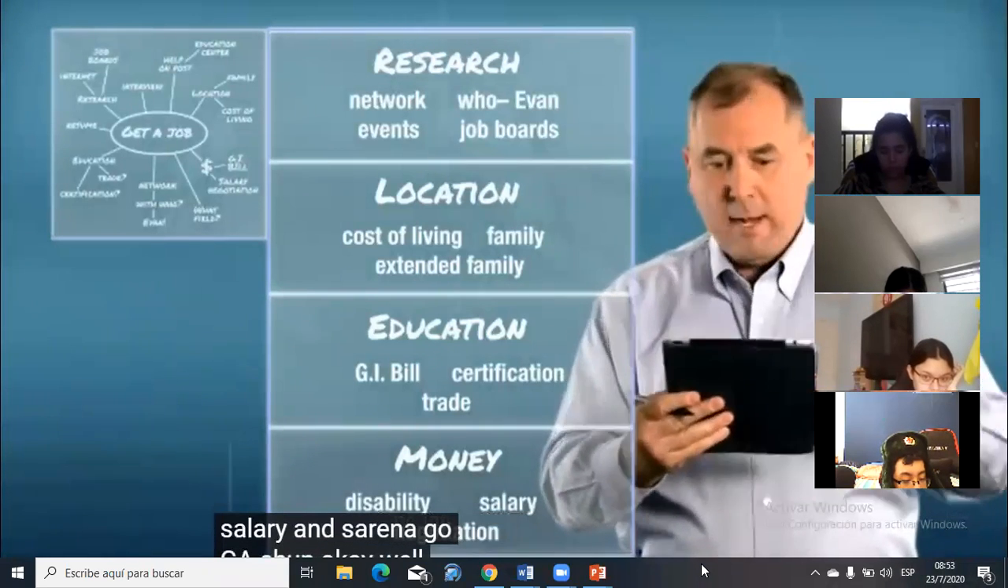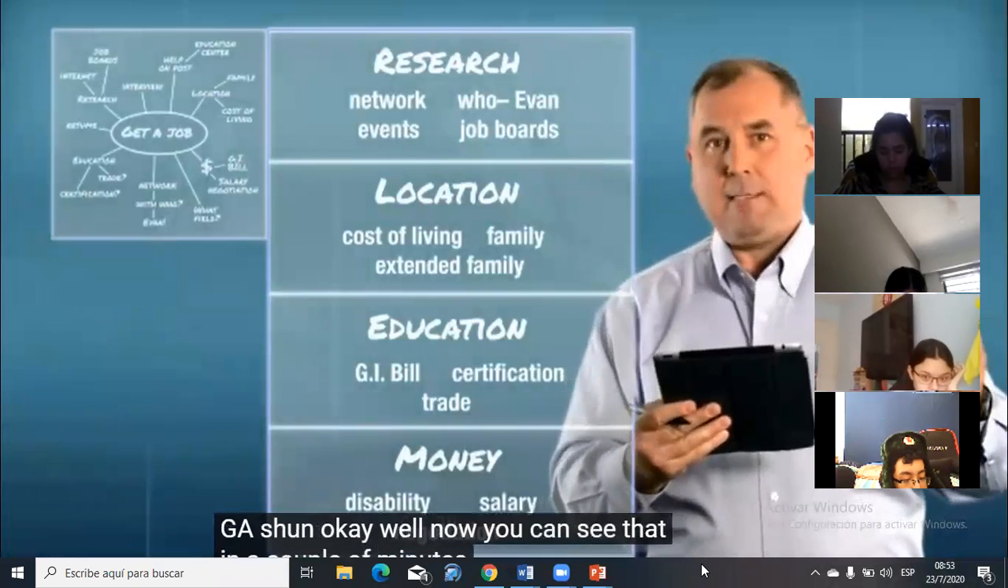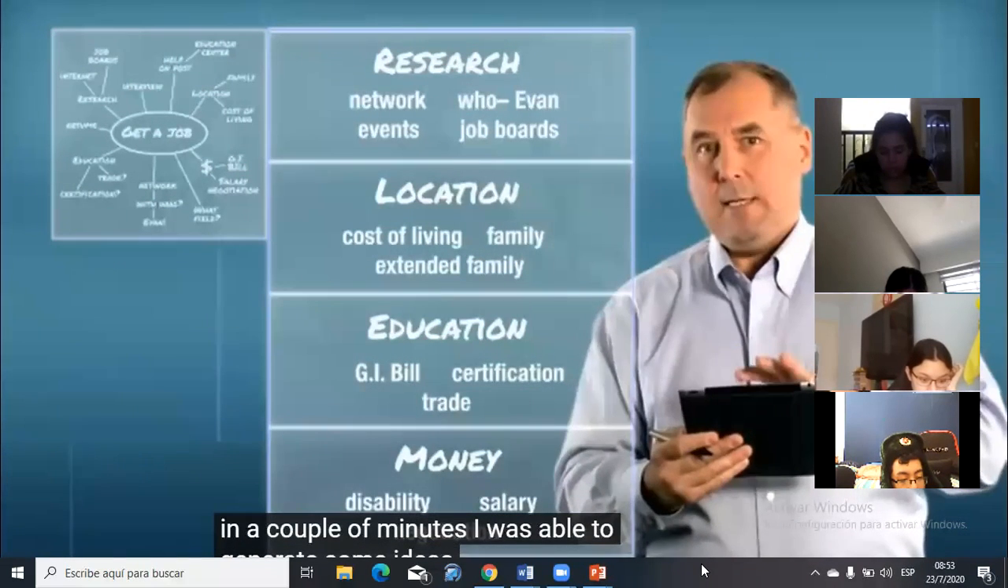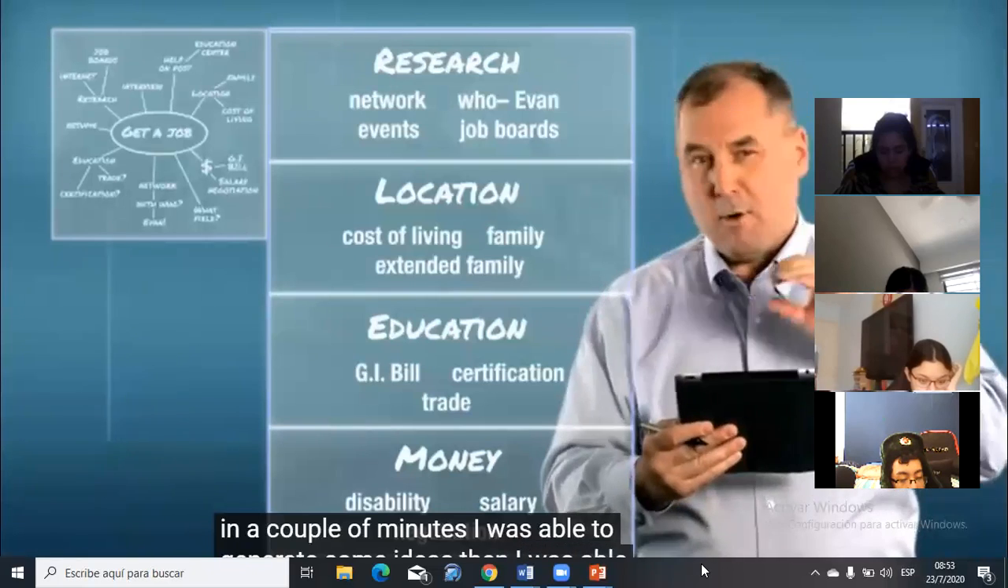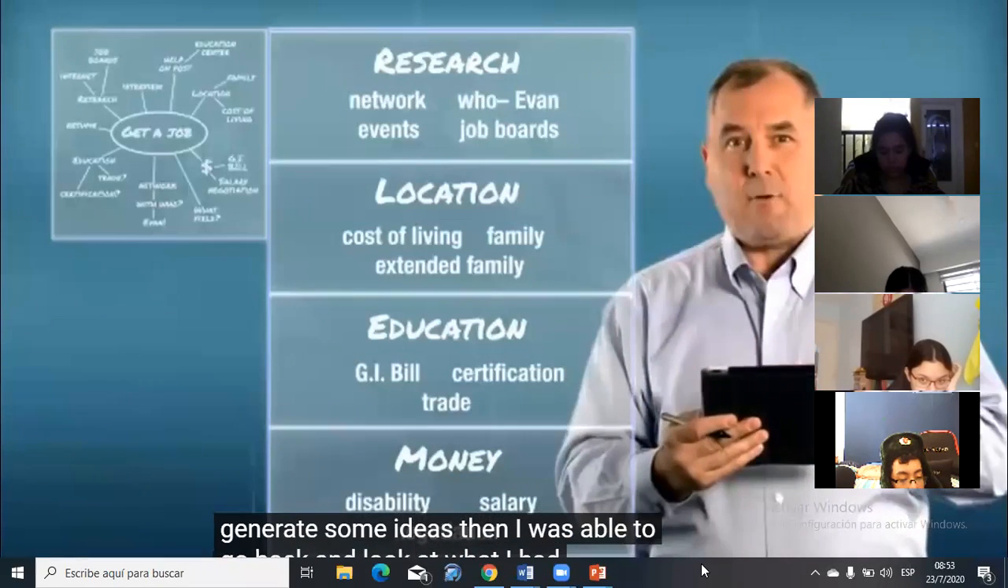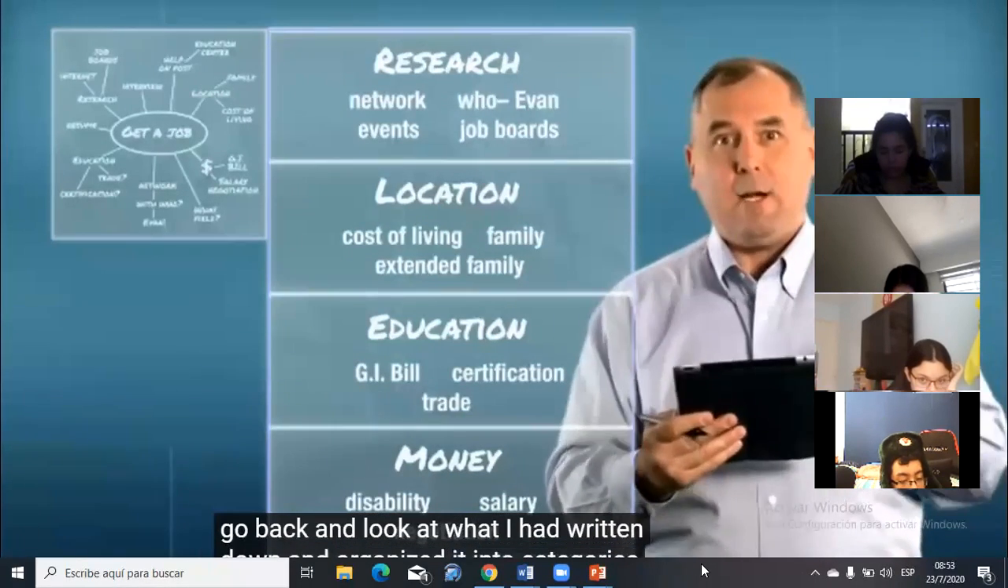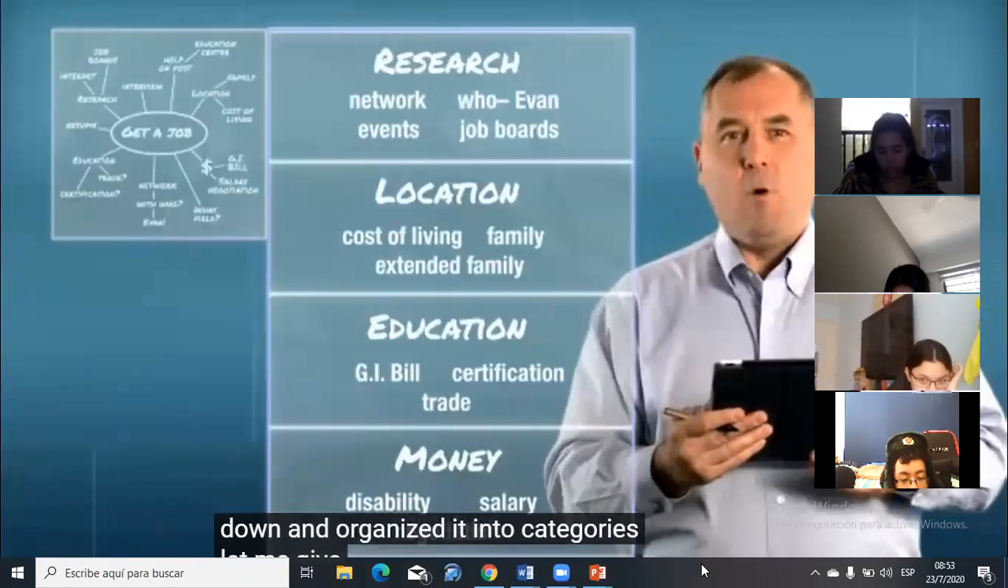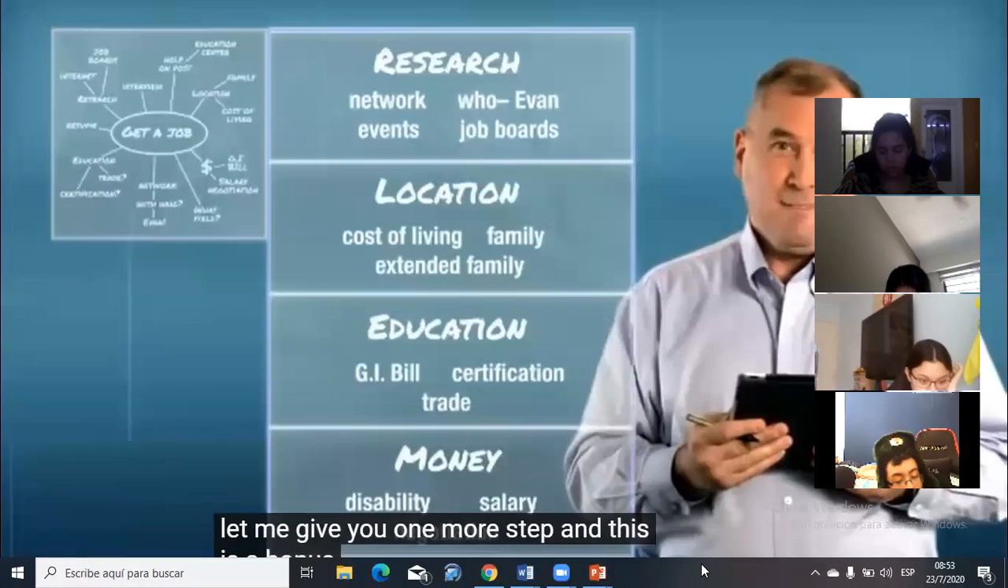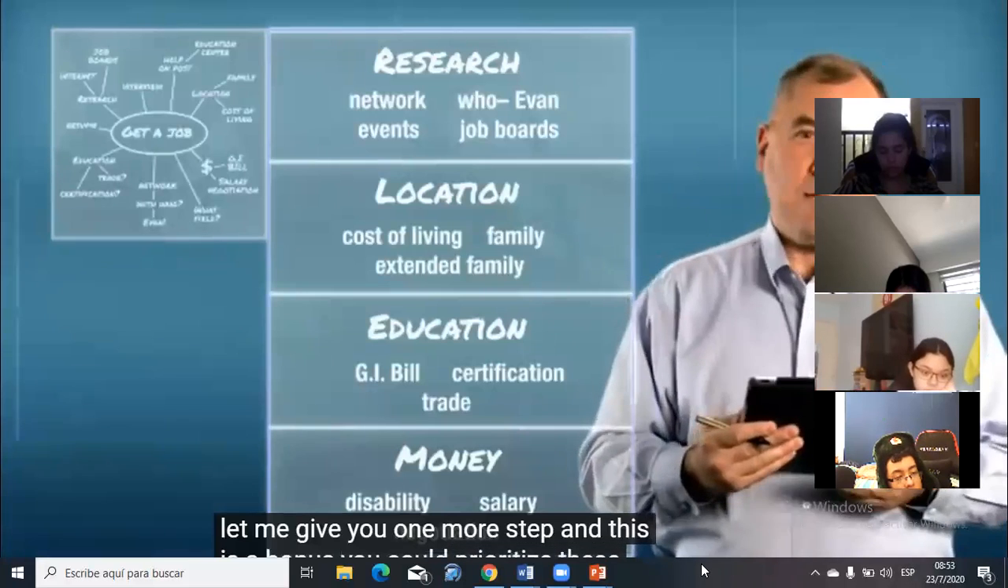Okay, well now you can see that in a couple of minutes, I was able to generate some ideas. Then I was able to go back and look at what I had written down and organize it into categories. Let me give you one more step, and this is a bonus. You could prioritize these things.